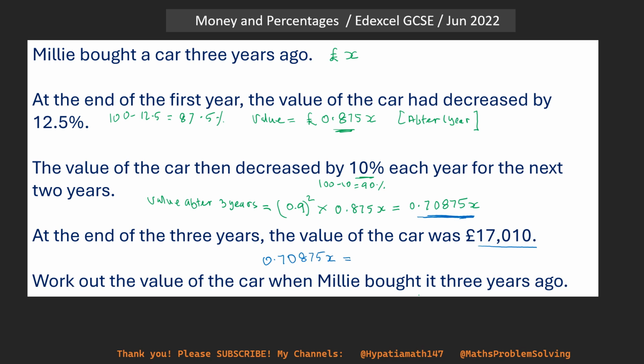0.70875X is equal to 17,010, and that therefore we'd get X equals 17,010 divided by 0.70875, and that is 24,000. So the value of the car when Millie bought it 3 years ago is £24,000. And that is the answer.